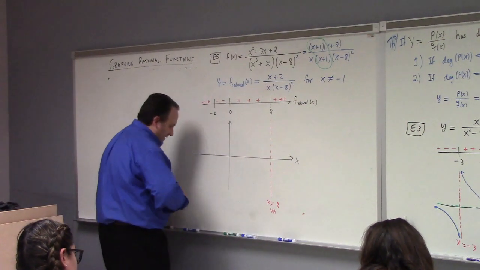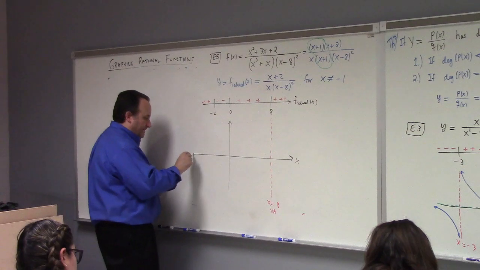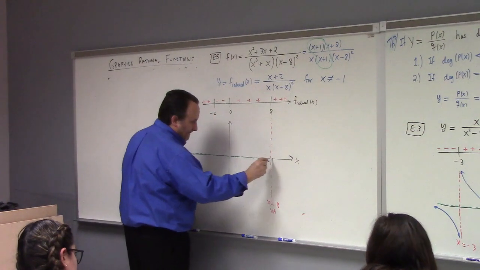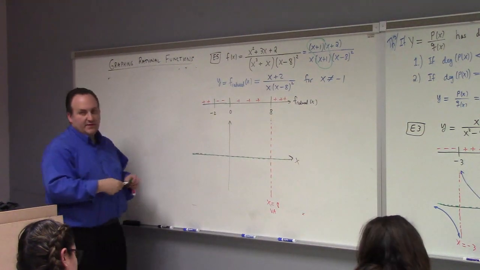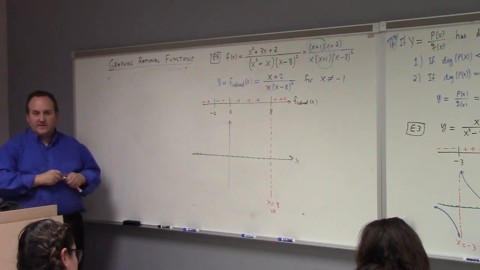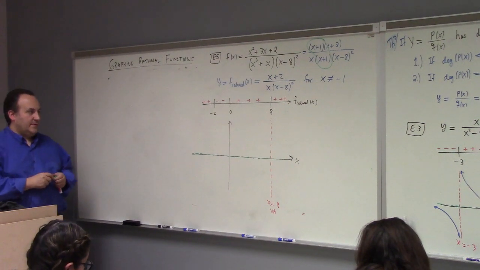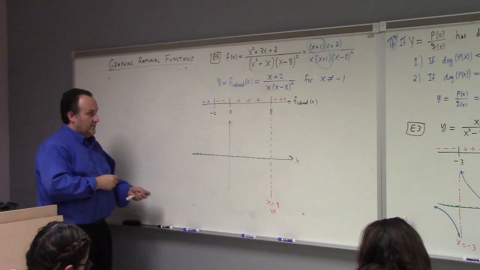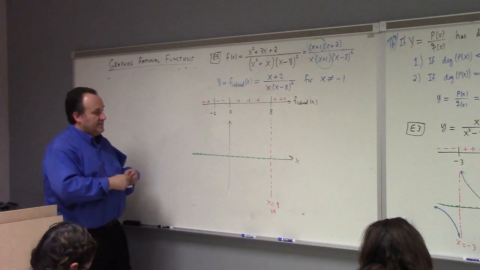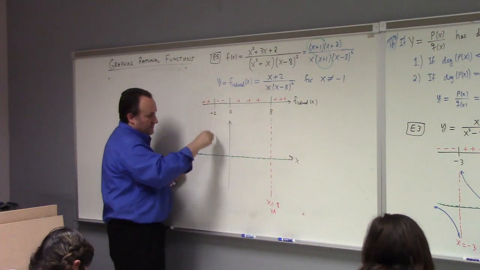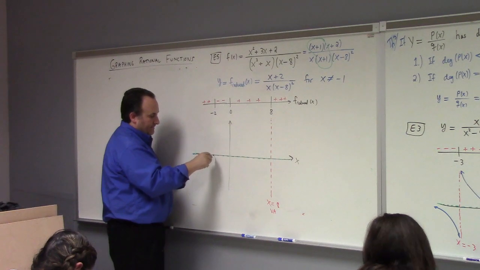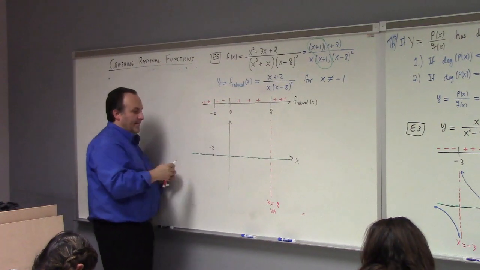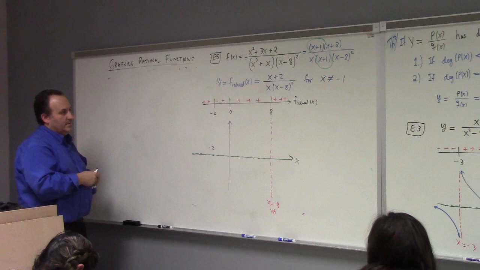There's also the vertical asymptote at 0. Doesn't have to be there, right? It could be at a constant if we have matching degrees. Now what else? I've got an x-intercept at minus 2. See that?